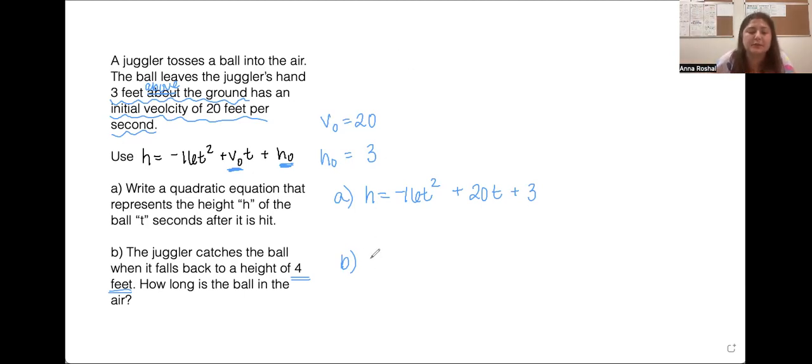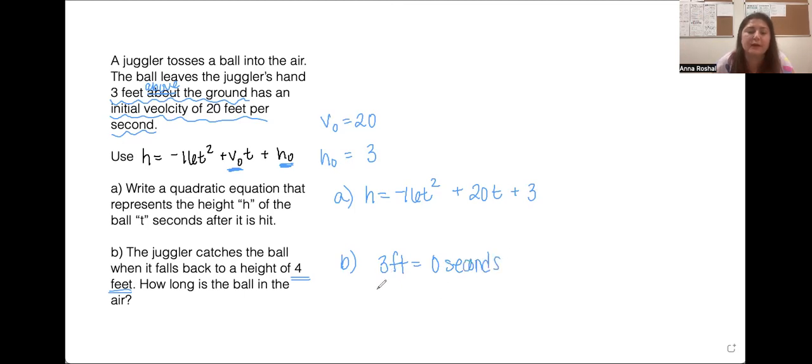The first thing that I would do is I would say, okay, what happens when the ball is 3 feet in the air? 0 seconds, okay? So for 3 feet in the air, the ball has been in the air for 0 time, 0 seconds.